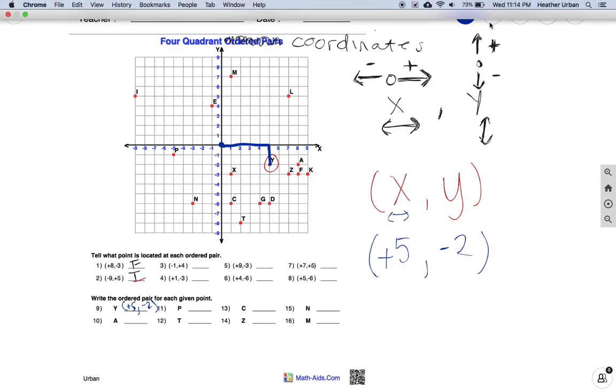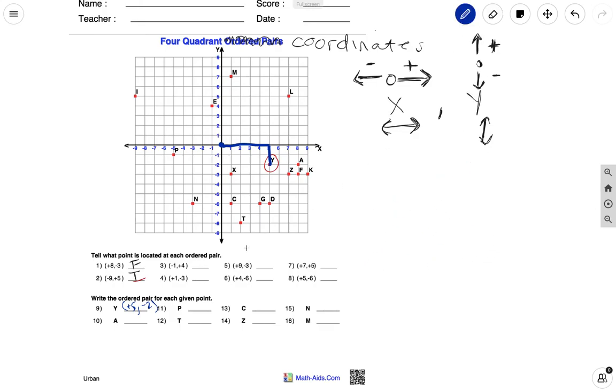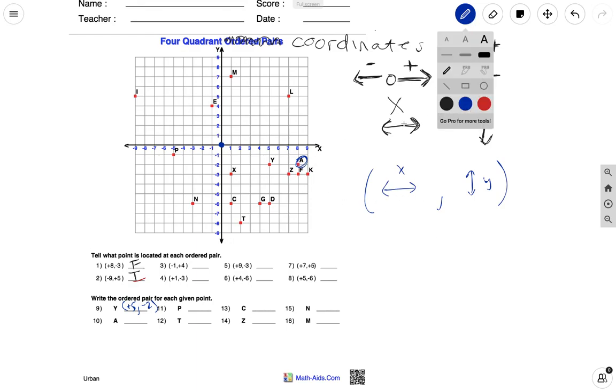Let's do 10. We need to find A. So where is A? We first have to look for A on our graph. A. It's right here. So now we need to figure out how many times we have to move left to right, or X, and how many times we have to go up or down, Y. So for A, we always start at 0. We always start at this little coordinate.